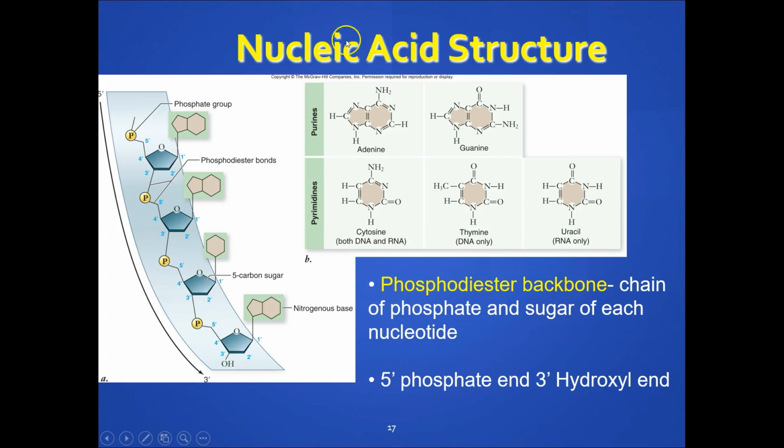You can also see the purines and pyrimidines again. You can see the double ring structures and the single ring structures. Again, this will make more sense as we continue forward with defining how DNA is actually shaped.